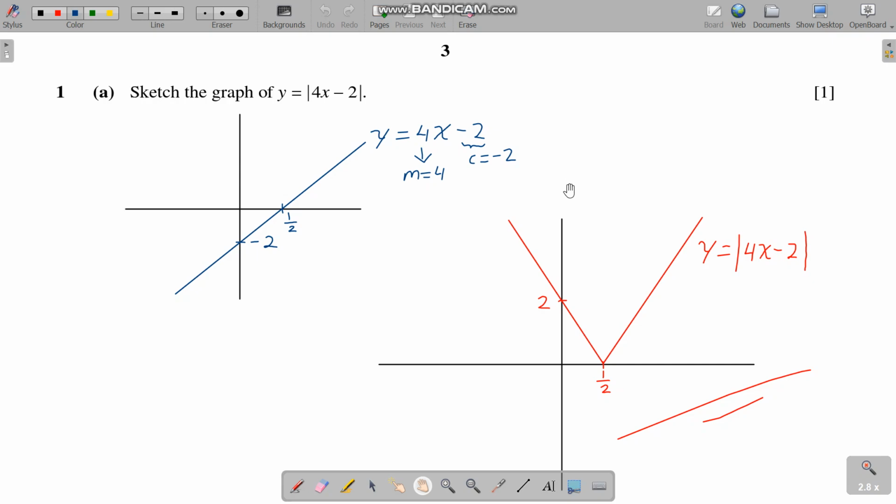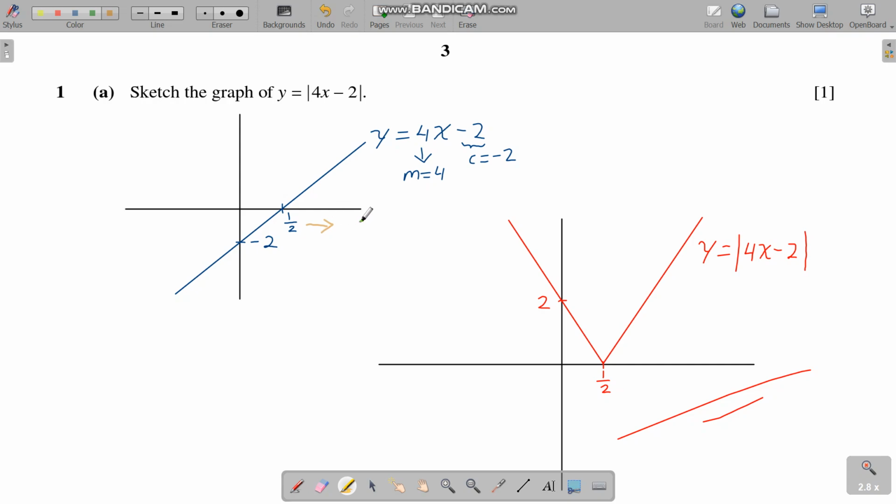This question is about modulus functions. Sketch the graph of y equals the modulus of 4x minus 2. So the first step is to draw the usual straight line y equals 4x minus 2. So the gradient is 4, the y-intercept is minus 2. So the line should be like this with gradient 4 and the y-intercept is minus 2.